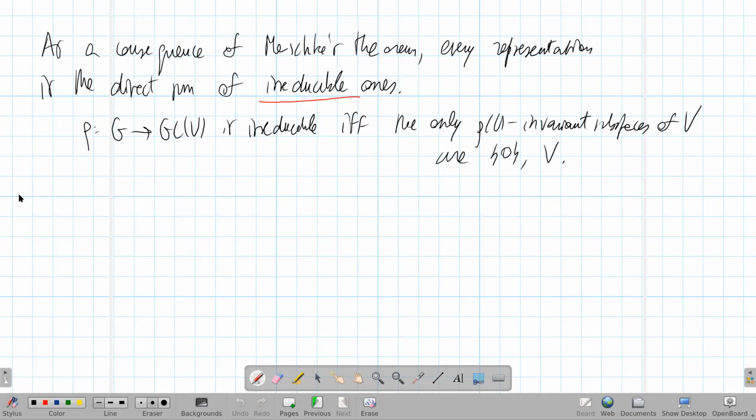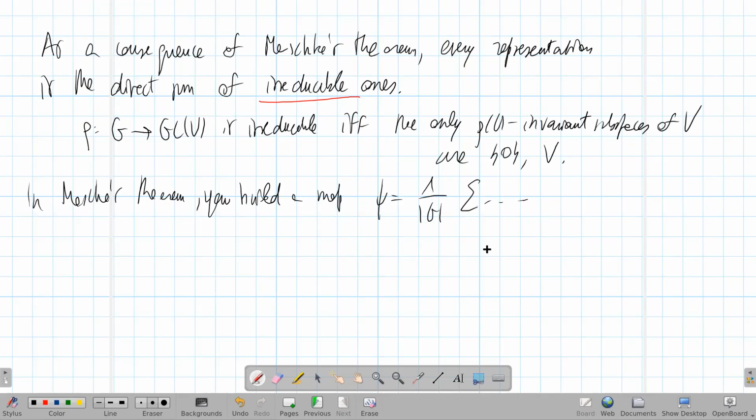And the point is, if you remember the formulas we used in Maschke's theorem, you need an average there. When I use projection, and to average, in Maschke's theorem, you build a certain map C, which is 1 over the order of G, sum, and so on.